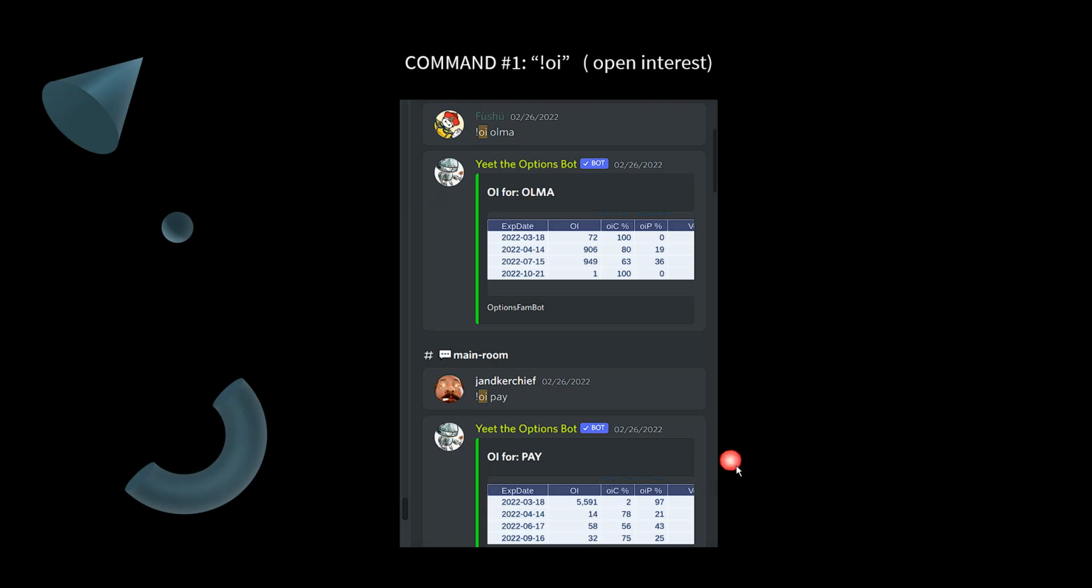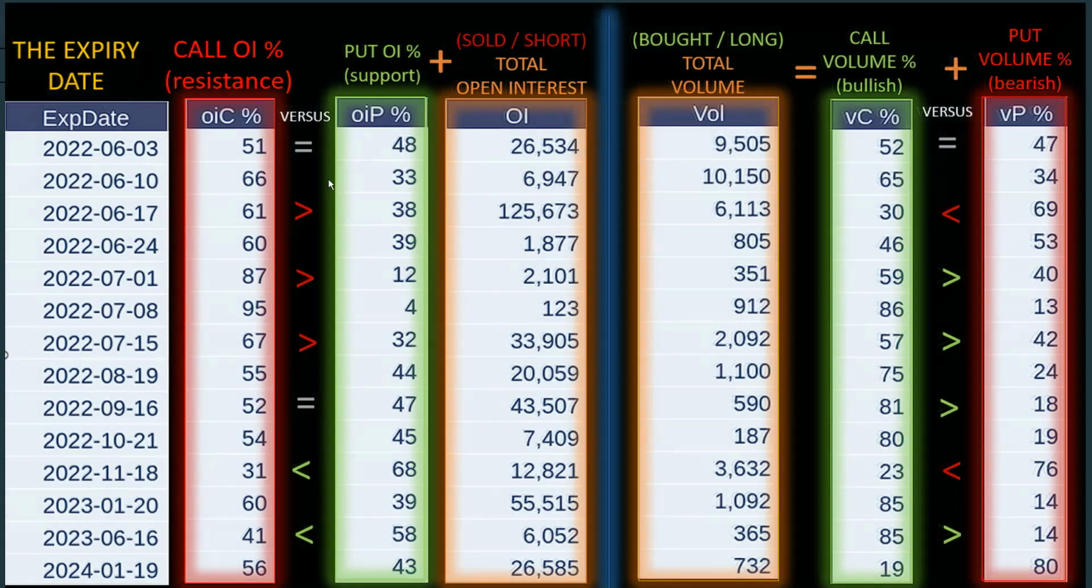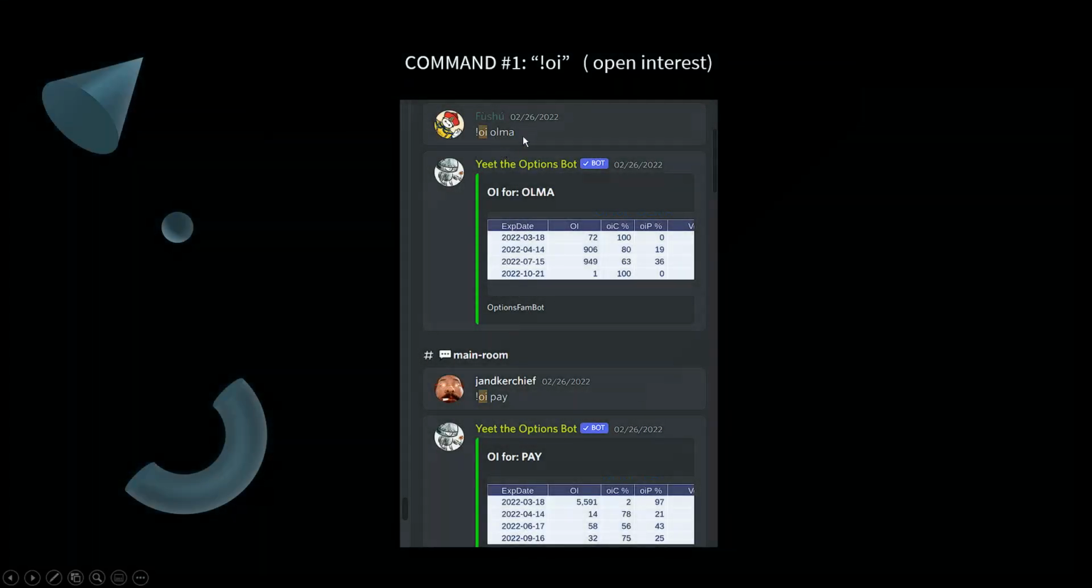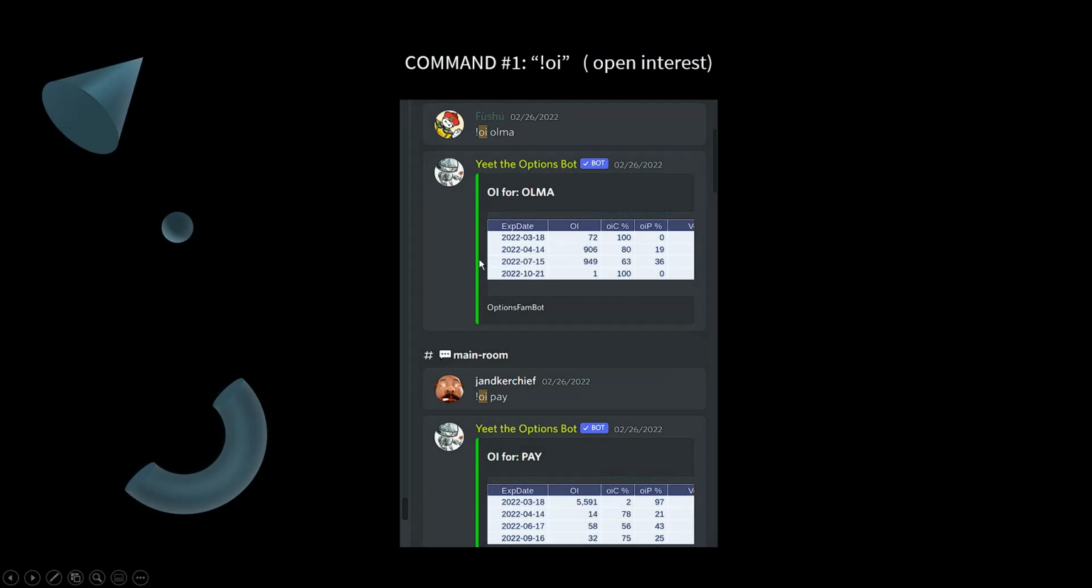Now you can expand upon this, because you can do the command and then the expiration date. Let me go back for a second. The reason you should always call OI and then the ticker you want first is because you get the expiration dates right there, and that's the same format that you'll need for the next command, which we'll go over in a second. But first, what does this mean?